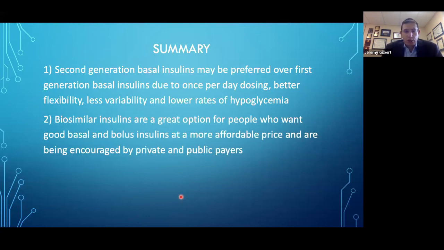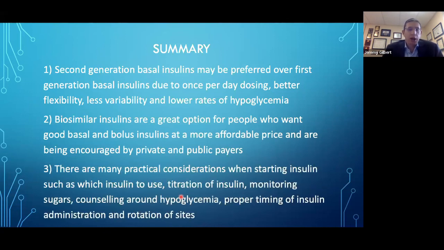Another great option to think about is biosimilar insulins, be that for basal or bolus options, largely because of being more affordable and encouraged by private and public payers. And I think the practical considerations are so important when starting insulin.